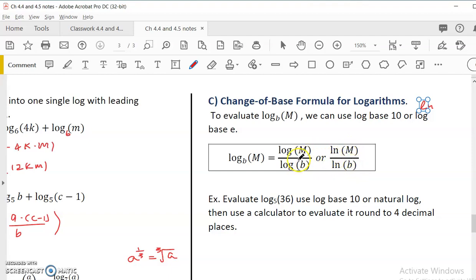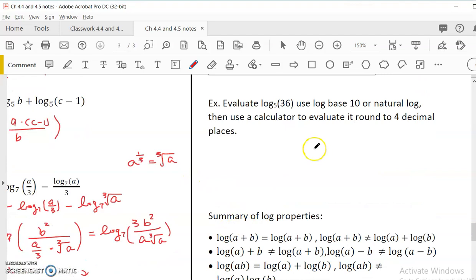The proof of it is based on the log properties. You can talk about this in class. Example 1: if you want to evaluate log base 5 of 36, I can rewrite it as log base 10 of 36 over log base 10 of 5. In the calculator, it becomes log 36 over log 5. That would be 2.2266.